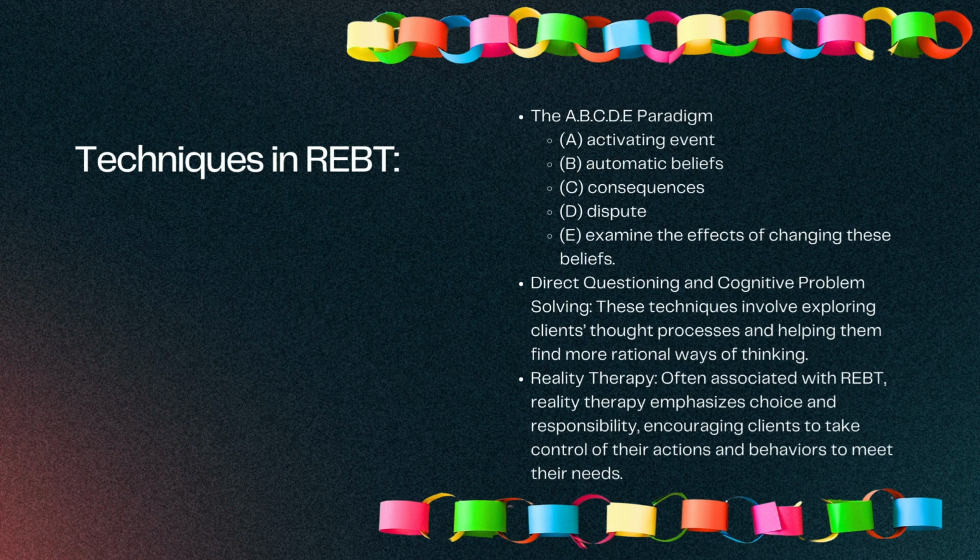Another skill is direct questioning and cognitive problem solving. These techniques involve exploring clients' thought processes and helping them find more rational ways of thinking. So think like Socratic method here, right? Because we're looking at irrational beliefs, so we want to use a rational approach to questioning. And then reality therapy, often associated with REBT, emphasizes choice and responsibility, encouraging clients to take control of their actions and behaviors to meet their needs. And we're going to talk about that one next.